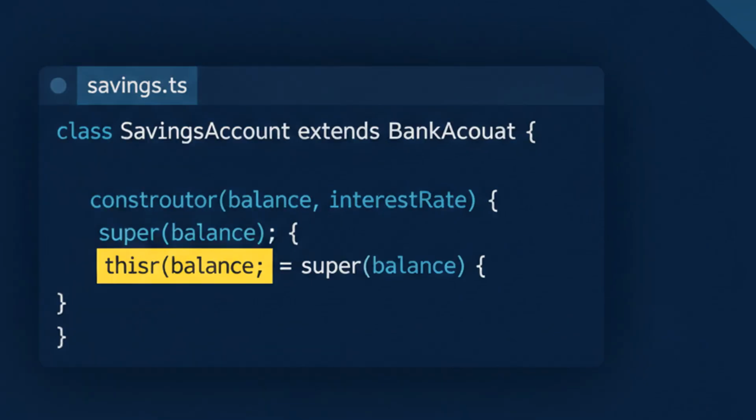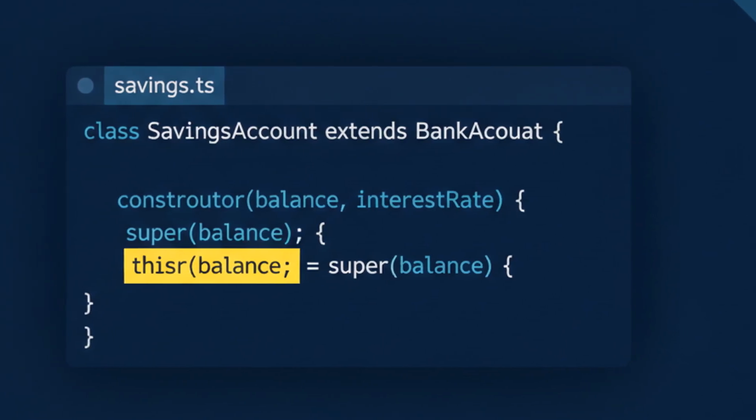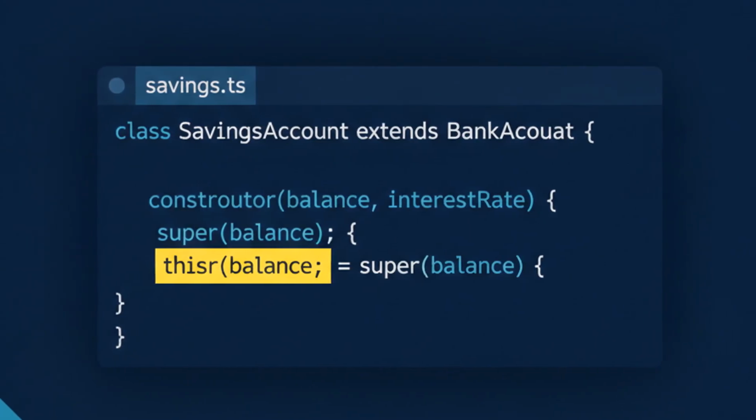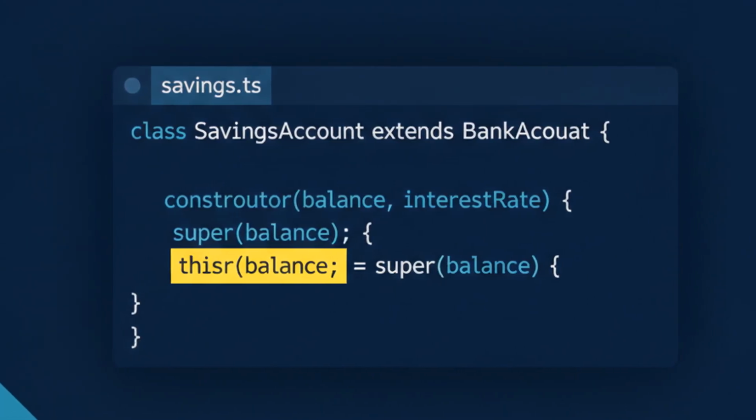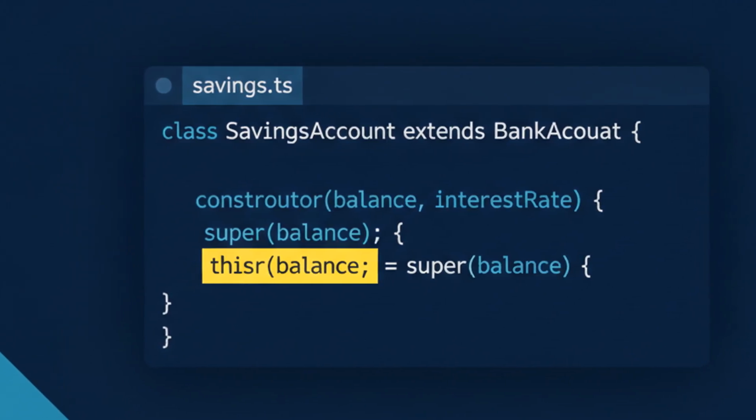When a child class has its own constructor, it must call the parent's constructor first using super. This makes sure the parent gets set up properly before the child adds its own bits. Think of it as the child saying, "Let mom and dad finish their part first, then I'll do mine." If you forget super, TypeScript throws an error.